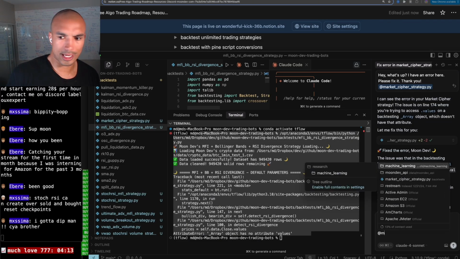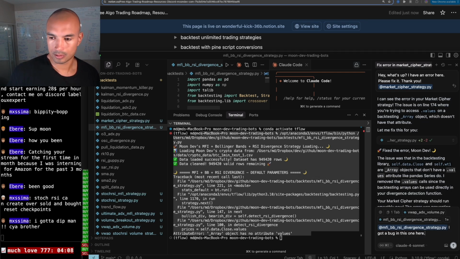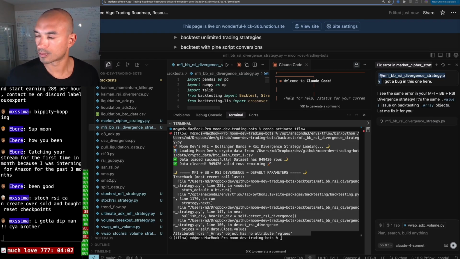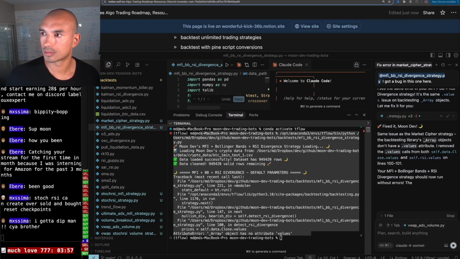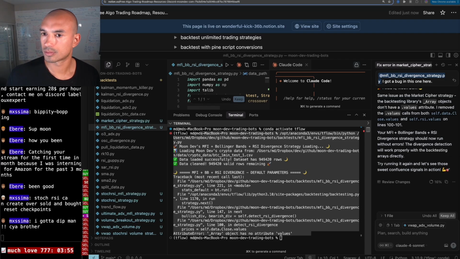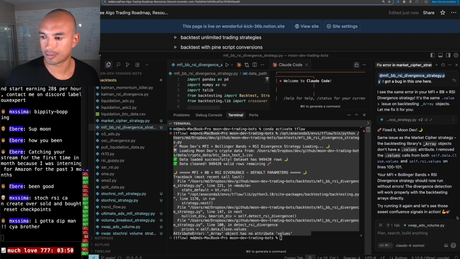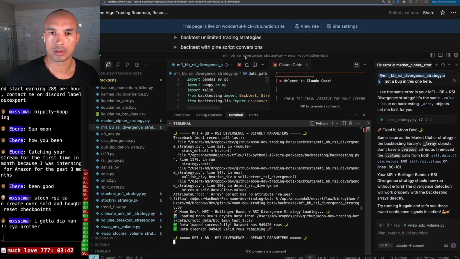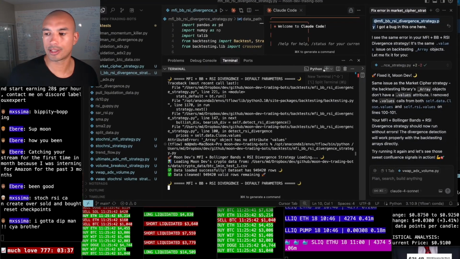What is this one called? This is the MFI. I got a bug in this one here. Same issue. Here we go. So it loaded in the million lines of data here.